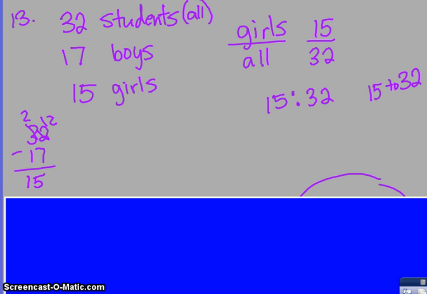Now, let's set up our ratio. They want the ratio of girls to all students, so we're going to set up 15 girls and 32 students. Remember yesterday, or the day before, you write your words first, and then you match your numbers to your words. And again, this ratio cannot be simplified, but you can see it 3 different ways. You got 15 over 32, 15 to 32, or 15 with the word to 32. Those are all 3 different ways you can see that ratio.